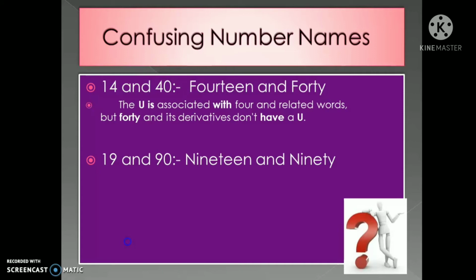Another pair of spelling confusion is 19 and 90. 19 is N-I-N-E-T-E-E-N. And 90 is N-I-N-E-T-Y. Okay, please don't get confused. The spelling of 100 is H-U-N-D-R-E-D, not H-U-N-D-R-E-A-D. Okay, I have seen in several notes that the spelling of 100 is H-U-N-D-R-E-A-D. No, that's wrong. The correct spelling of 100 is H-U-N-D-R-E-D.